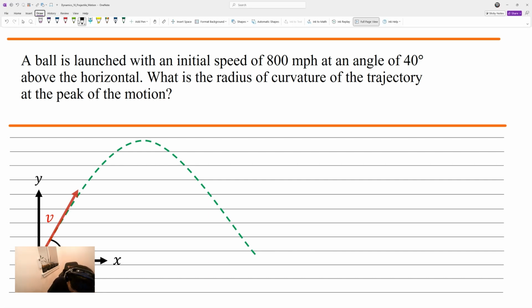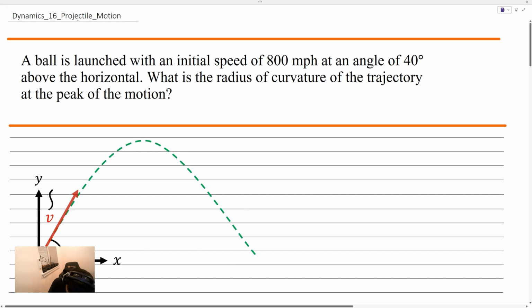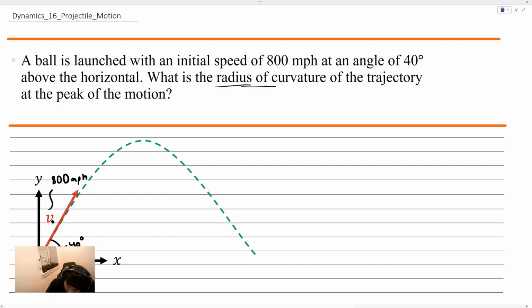The first one is that we know the launch speed is 800 miles per hour. Let's call that V naught, as well as the angle theta. The launch angle is 40 degrees from the horizontal. What we're looking for is the radius of curvature at this peak point, at the peak point of the parabola there. The radius of curvature is what we're looking for.